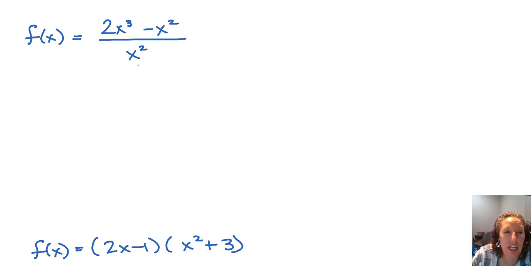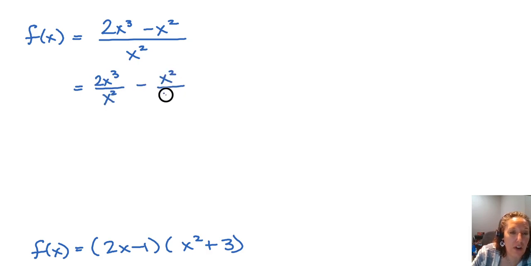Since we have just a single term in the denominator, we can split this up and write this as 2x cubed over x squared minus x squared over x squared, and simplify that fraction to 2x minus 1, which is much easier to take a derivative of than trying to do the quotient rule, which for my students we'll be learning in the next section.